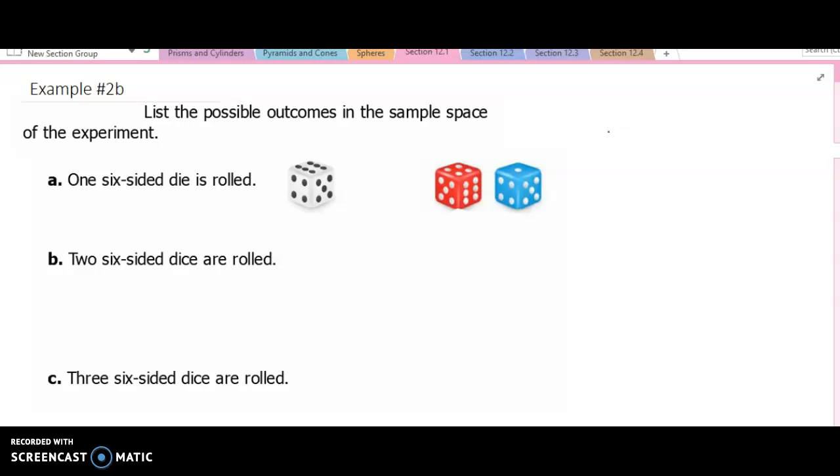All right, I want you to go ahead and list all possible outcomes in the sample space. Now, I don't want you to write this out unless you really want to. I can tell you there are 216 possible outcomes here, so there's 216 in the sample space. But I do want you to do A and B, and then we'll go over it.